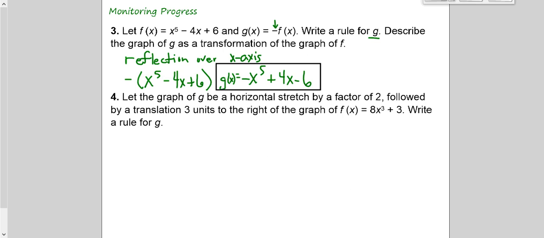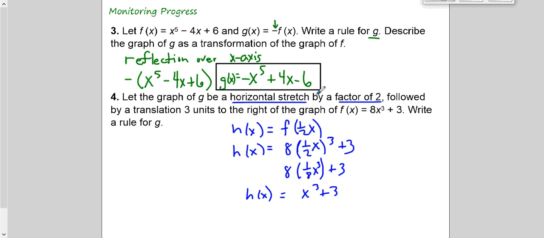Pause your video. Horizontal stretch by a factor of 2 means we're going to have to multiply just x by the reciprocal of 2. For horizontal stretches and shrinks, you multiply by the reciprocal inside the house, just to the x. So using our function 8x cubed plus 3, replace the x with 1/2 x. And x was being cubed, so now 1/2 x is being cubed. That's 1/2 times 1/2 times 1/2, 1/8. And 1/8 times 8 is just 1, so that goes invisible: 1x cubed plus 3.